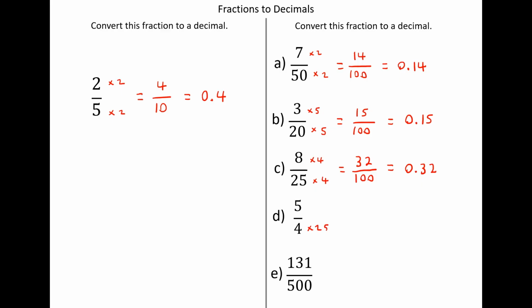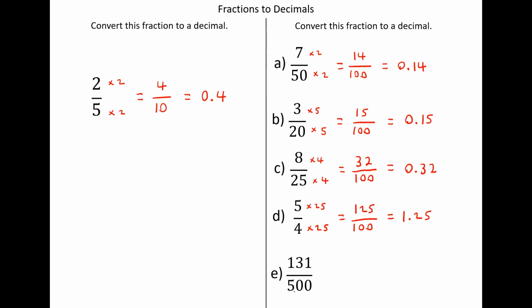Okay, great. Now for 5 over 4, since 25 times 4 is 100, that means 4 times 25 is 100. So I'm going to multiply 4 by 25 to get 100. But since I multiplied the bottom, 4, by 25, I must also multiply the top, 5, by 25. So 5 times 25 is 125. So my final answer as a decimal here would be 1.25.